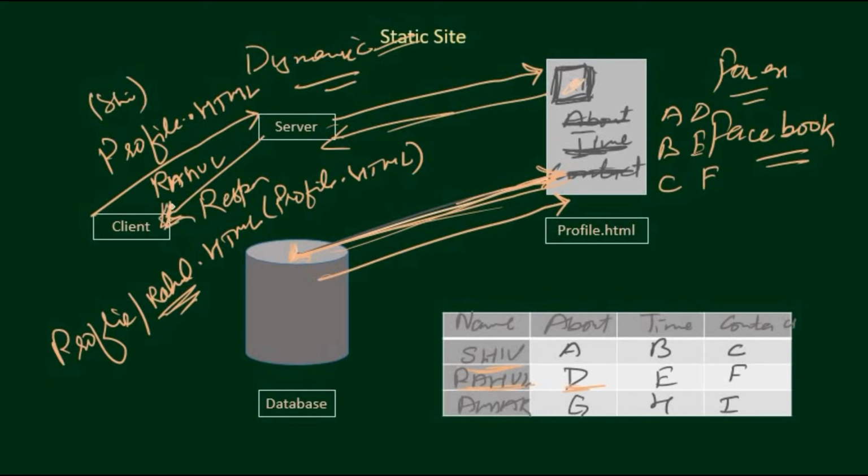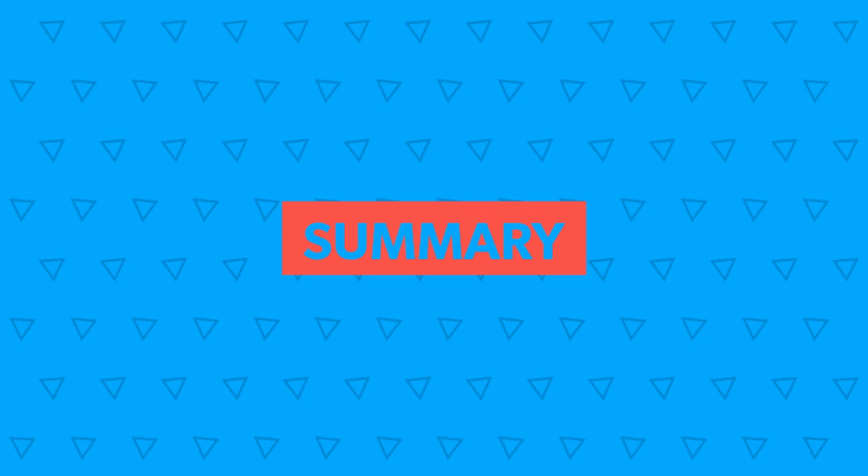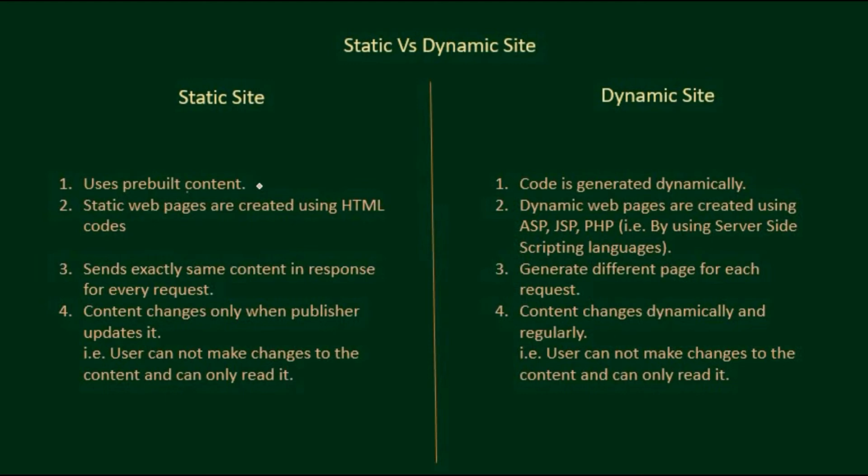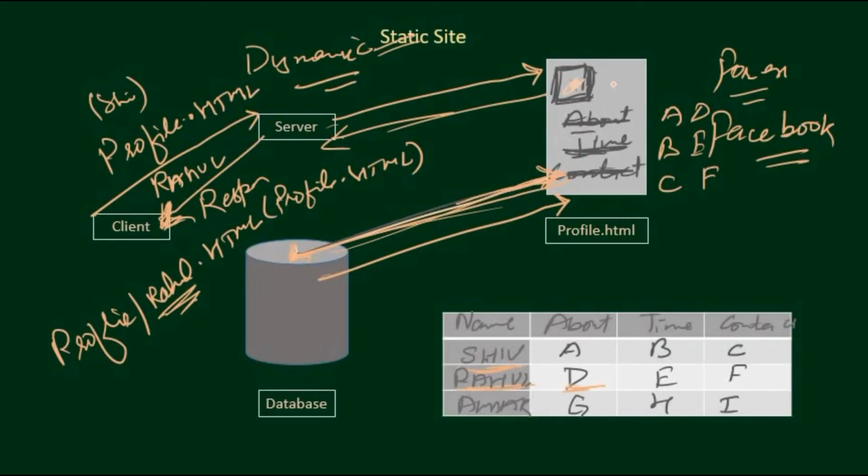So now let's move on to the next thing, that is the differences between static and dynamic sites. In a static site we use pre-built content, as I already told you, and in a dynamic site the page code is generated accordingly and dynamically. In static web pages we use HTML codes to generate static web pages, whereas dynamic pages are achieved, as I told you here, where the page is generated accordingly.